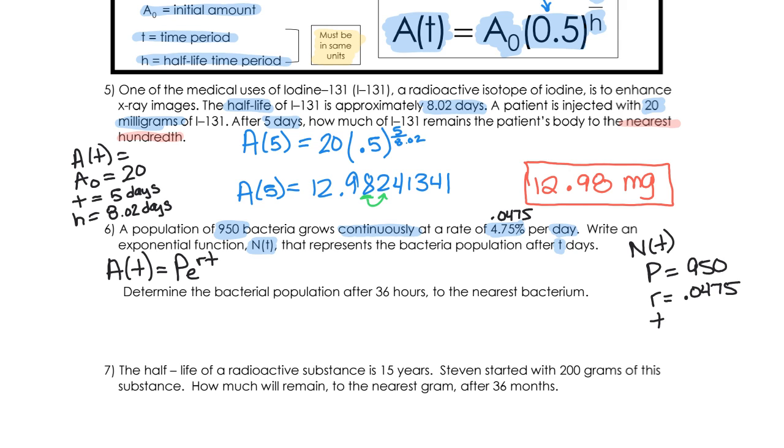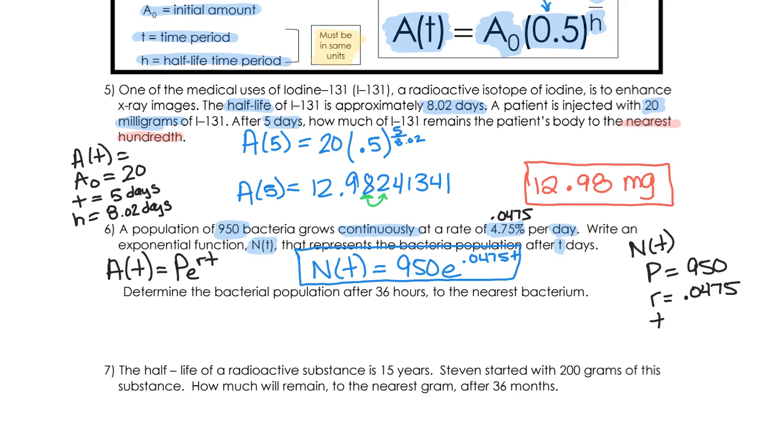So our formula, guys, will turn into N of T equals 950 E to the 0.0475 times T, which is just T. And there is our function.